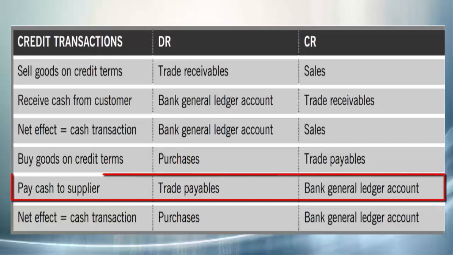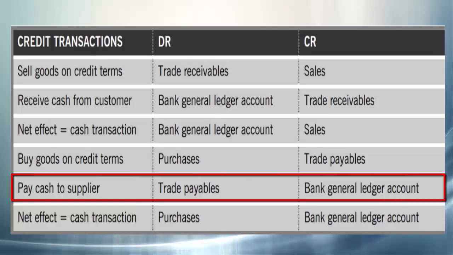Example 4. Paying a supplier. What happens? When the business pays the supplier, the liability, amount owed in the trade payables account, is cleared and the cash is deducted from the bank general ledger account. Cash, an asset, decreases, so the bank general ledger account is credited. The payable, money owed to the supplier, decreases, so the trade payables account is debited.